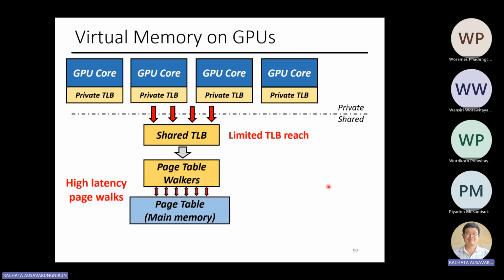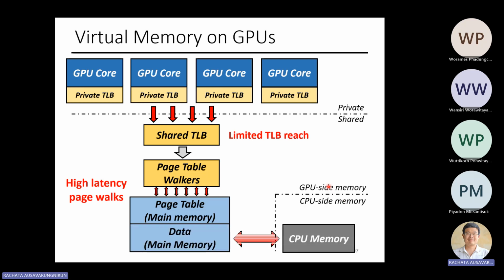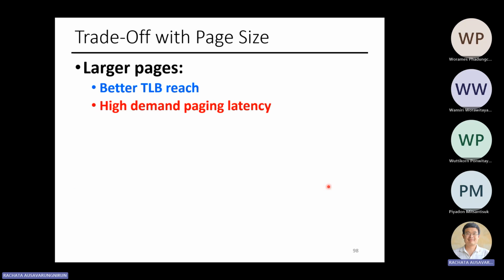This is basically the classic virtual memory as we know it, right? And if the data is not there, as you saw earlier, you have to now page to the CPU memory. The problems are in the red text: there's a limited TLB reach, high latency page walk, and high latency I/O. So it's a problem here.